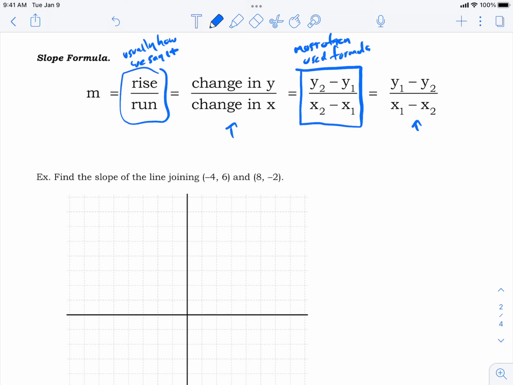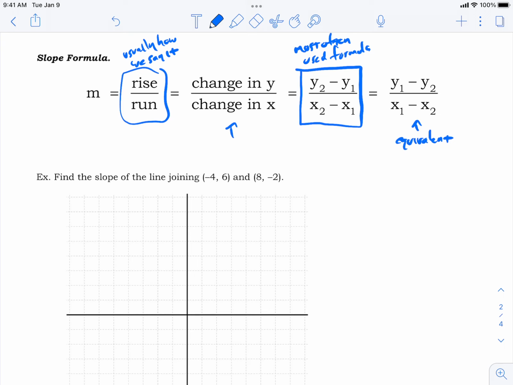This formula is equivalent, I'll say. It's exactly equivalent. You can use this formula if you want. What's the difference? This formula says y2 minus y1 over x2 minus x1. This one says y1 minus y2 over x1 minus x2. What's important is that they're both going in the same sense. 2 minus 1, 2 minus 1, or 1 minus 2, 1 minus 2. You would not want to go y2 minus y1 over x1 minus x2. That's not going to work, okay? You can't just subtract any willy-nilly way you feel like.